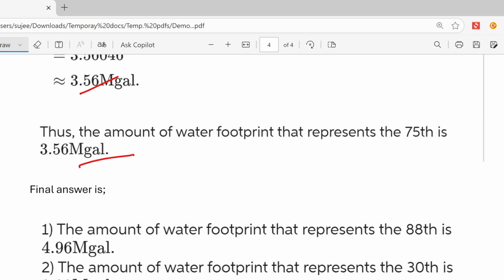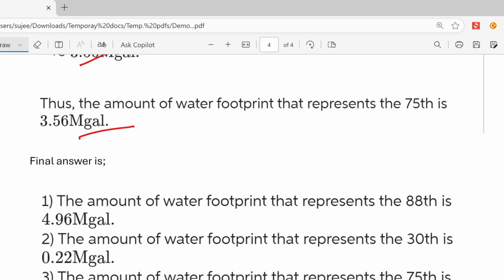Thus, the final answer for all three questions is: the water footprint that represents the 88th percentile is 4.96 megagallon, the 30th percentile is 0.22 megagallon, and the 75th percentile is 3.56 megagallon. And this is your final answer.